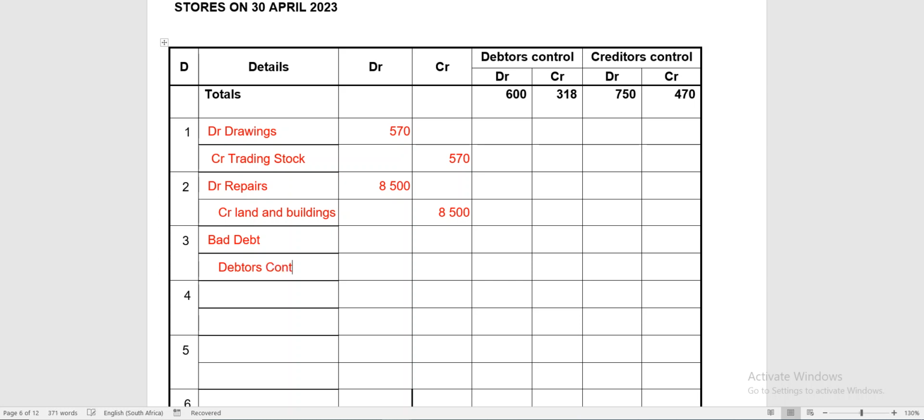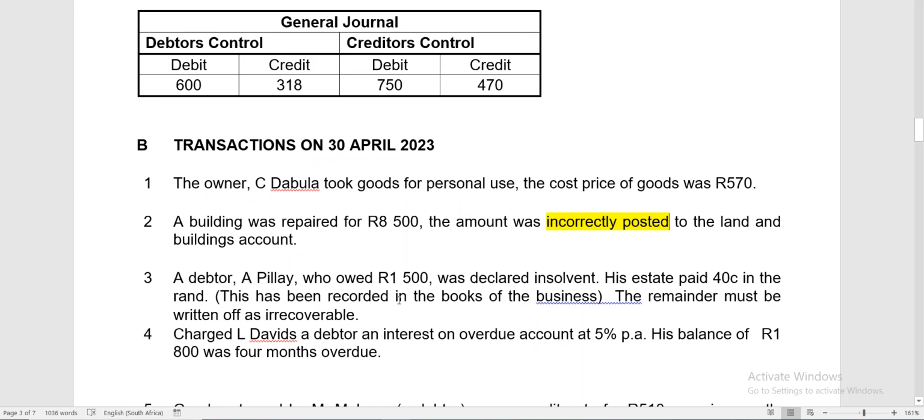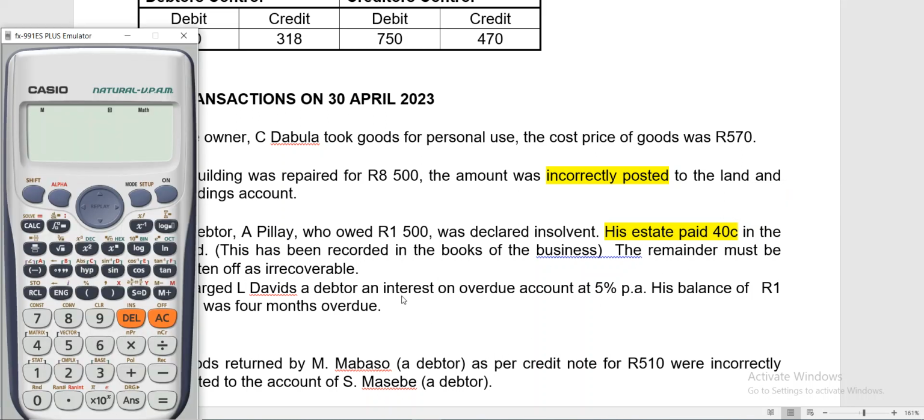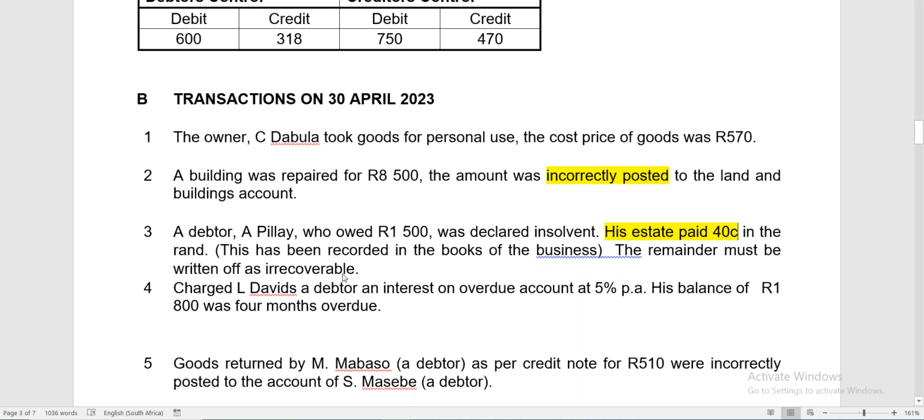So remember, once you write off someone, it means that they are no longer owing you. So let's get the amount. According to here, they said his estate paid only 40 cents of every rent that he was owing us. So remember, a cent is out of 100. So the balance that remains is 60. So if we say 0.60 multiplied by 1,500, it gives us 900. So the balance that he owes us now is 900. So we must write off that 900.